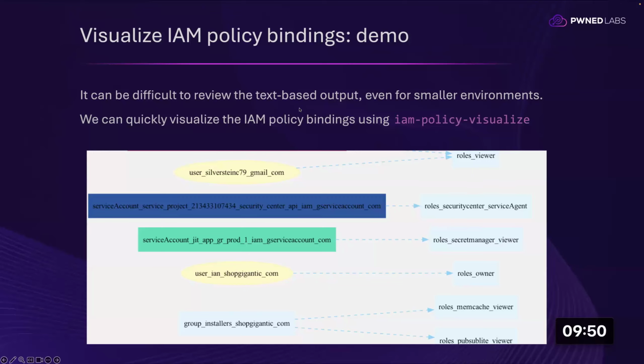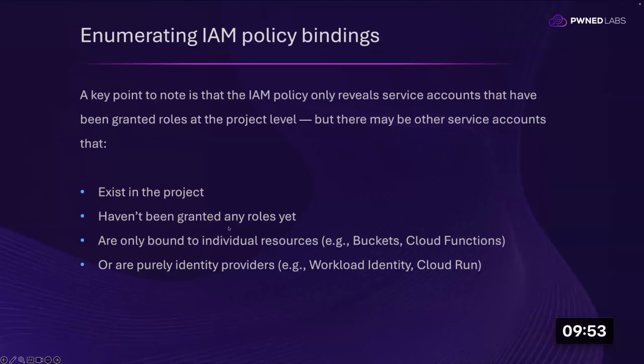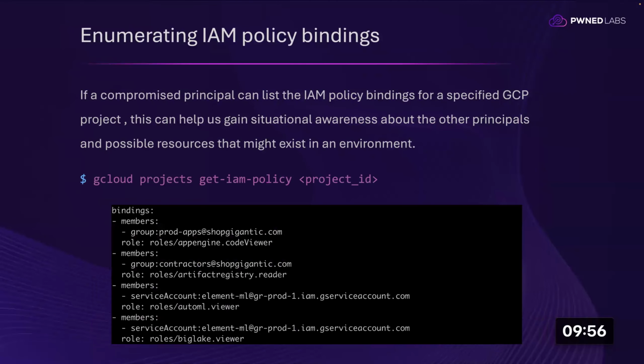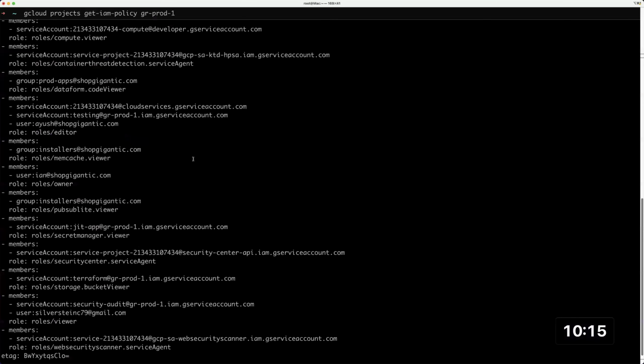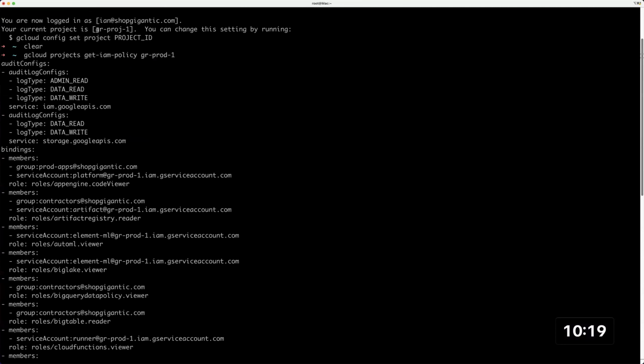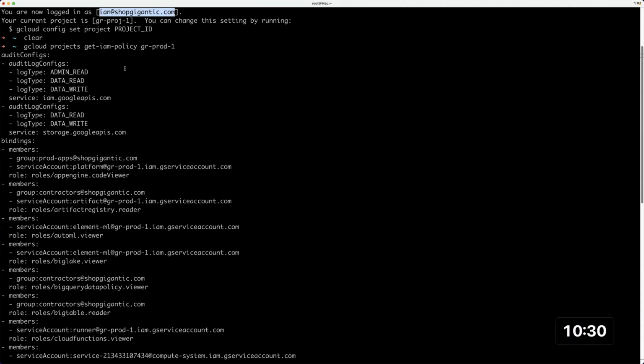So I'm now logged in. Let's run the previous command. Okay, so this is an example of the IAM bindings that we see here for the project named grproj1. And this is the user that I'm logged in as.